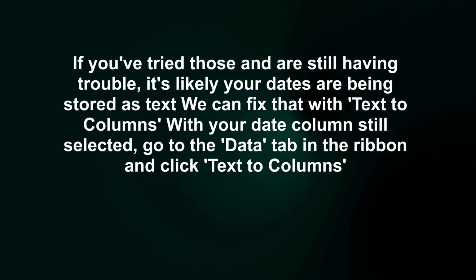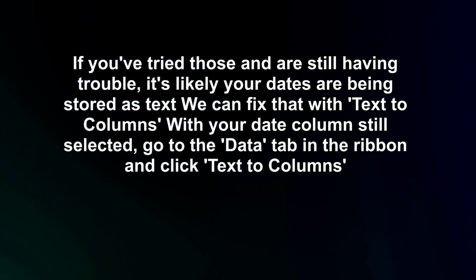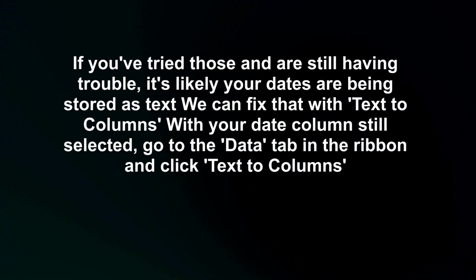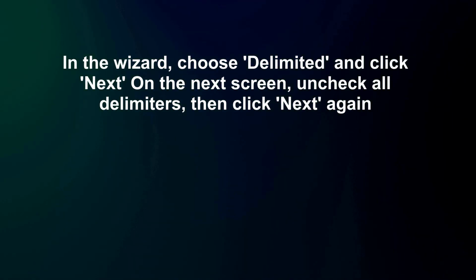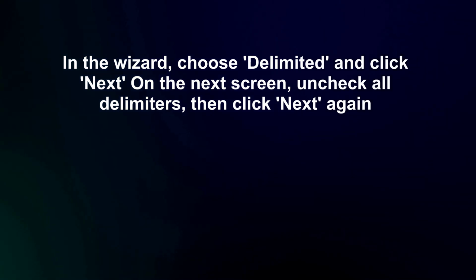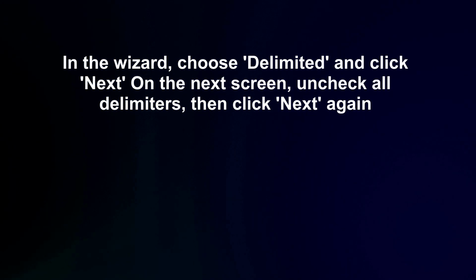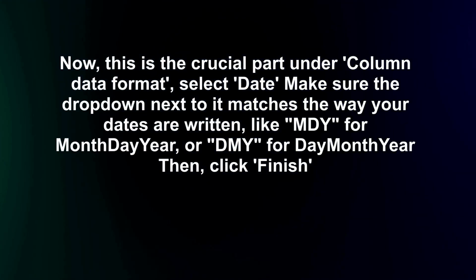We can fix that with Text to Columns. With your date column still selected, go to the Data tab in the ribbon and click Text to Columns. In the wizard, choose Delimited and click Next. On the next screen, uncheck all delimiters, then click Next again. Now, this is the crucial part.